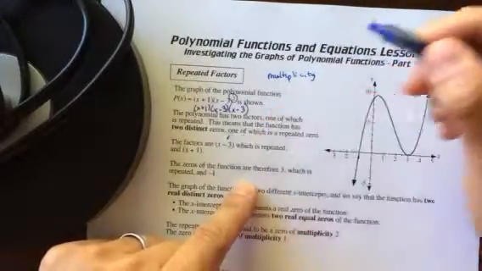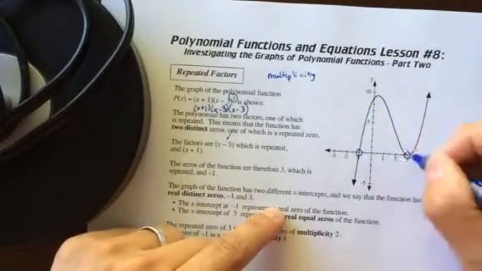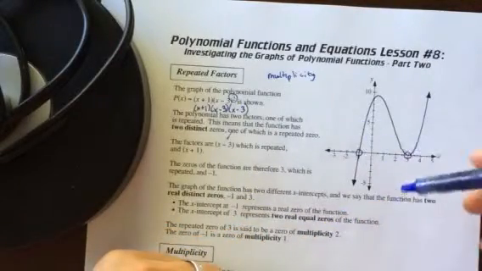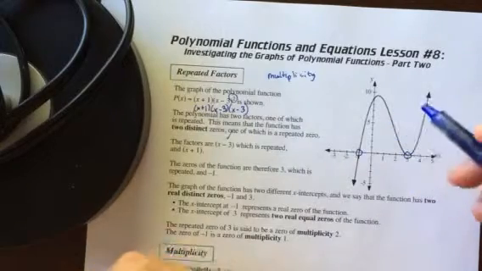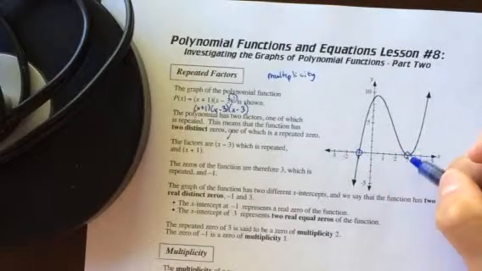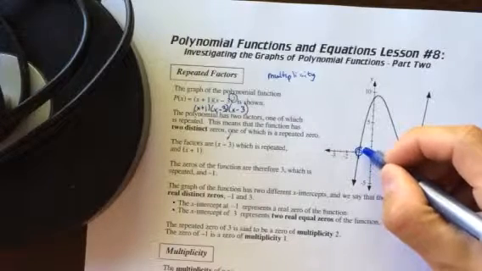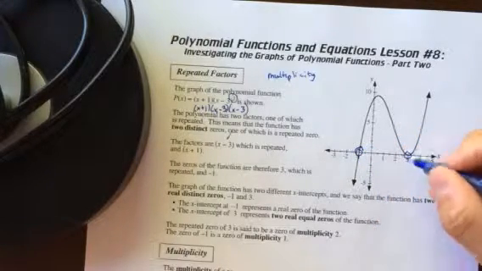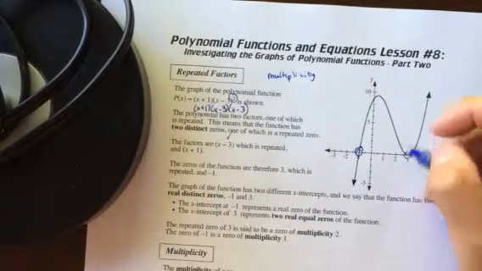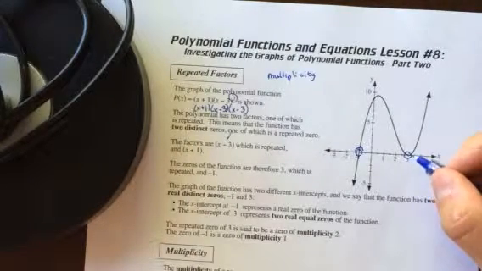X minus 3 is the one that's repeated, and since it's repeated, I only have two distinct zeros: -1 and +3. So we would say that this graph has two different x-intercepts, not 3, and we say that it has two real distinct zeros, -1 and +3. The x-intercept represents what we call a real zero, and the x-intercept at +3 represents two real zeros, and they're equal. They're both equal to +3.